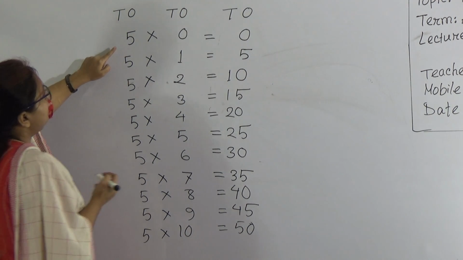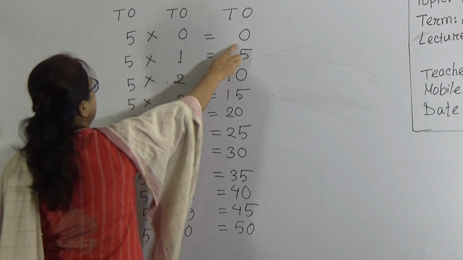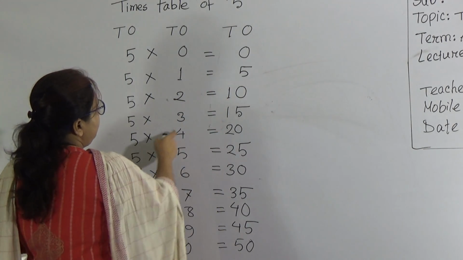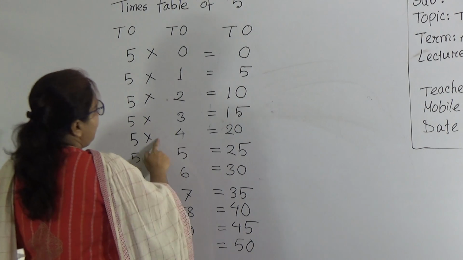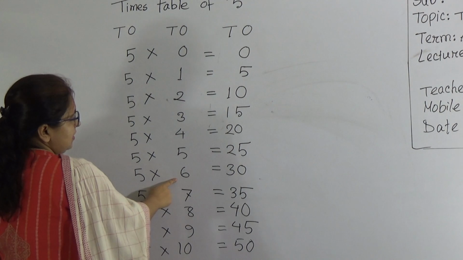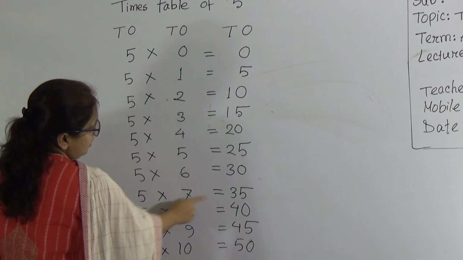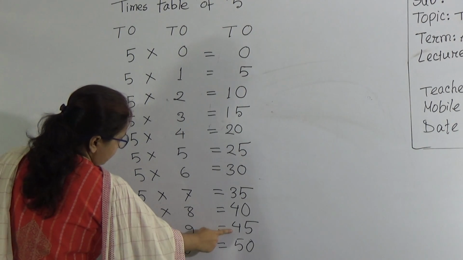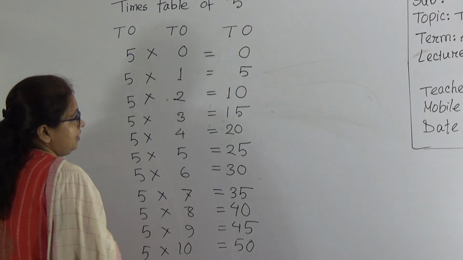Now I repeat. 5 0 is 0. 5 ones are 5. 5 twos are 10. 5 threes are 15. 5 fours are 20, 5 fives are 25, 5 sixes are 30, 5 sevens are 35, 5 eights are 40, 5 nines are 45, 5 tens are 50.